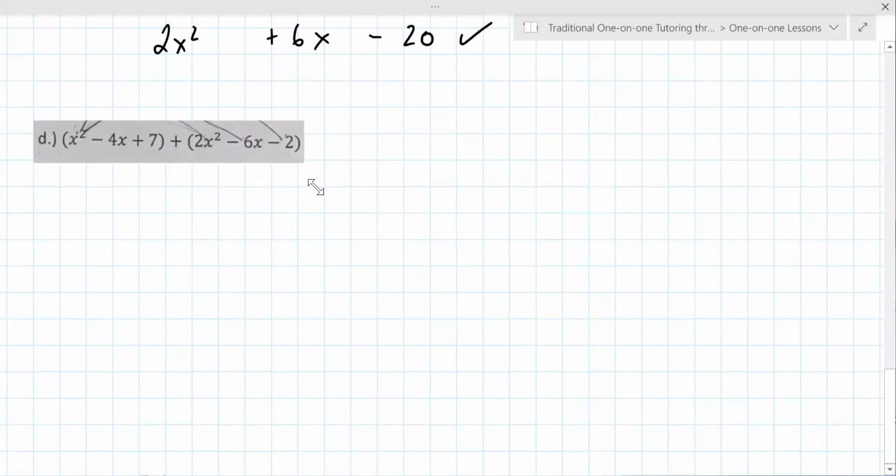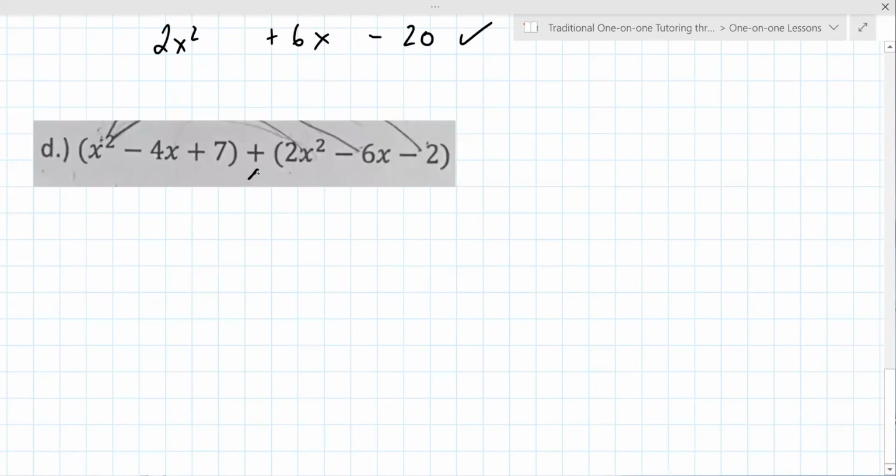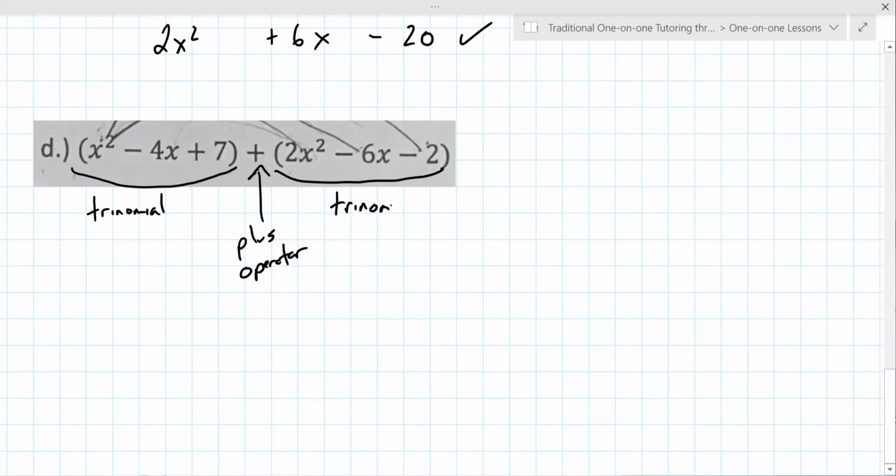Here I have a big plus operator. And this on the left is a trinomial, but it could also be referred to as a polynomial. And this is a trinomial. So do you see that this is a trinomial and a trinomial, but you're adding them?